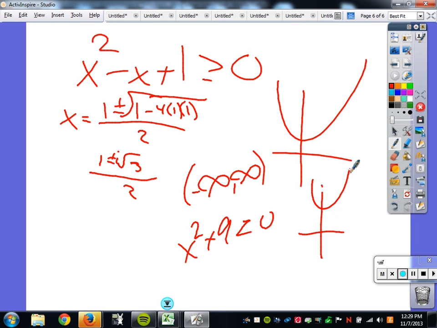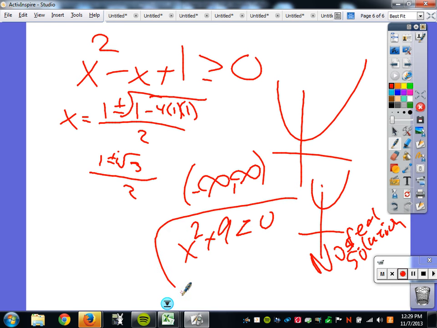Where is that graph less than 0? Or what is that equation? Less than never. And that should make sense, because what's x squared? Always a positive number, right? And a positive number plus 9 is always a positive number. When is a positive number ever going to be less than 0? Never, so this is no real solution.